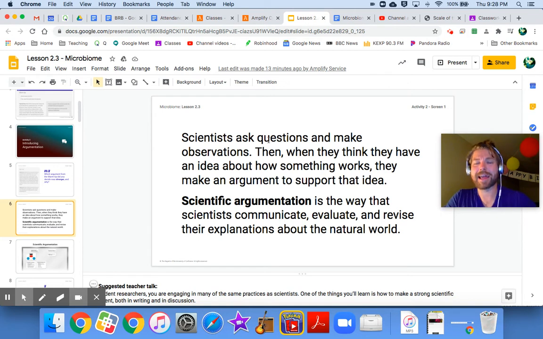Scientists ask questions and make observations. Then when they think they have an idea about how something works, they make an argument to support that idea. Scientific argumentation is the way that scientists communicate, evaluate, and revise their explanations about the natural world.